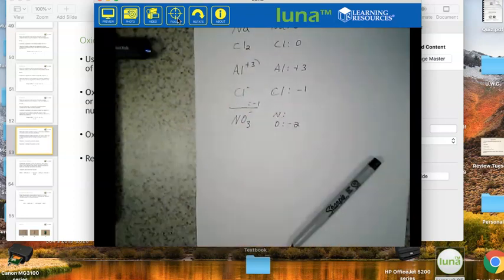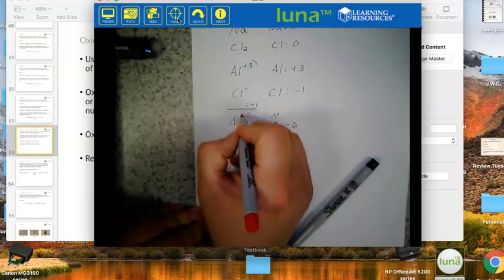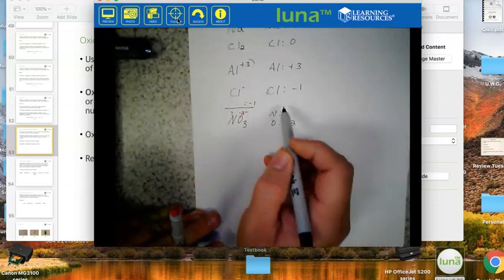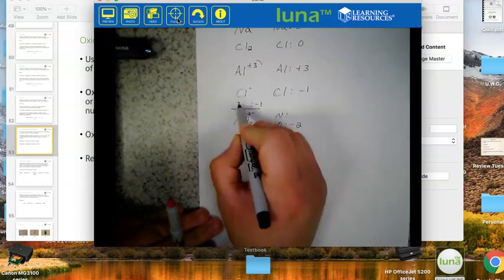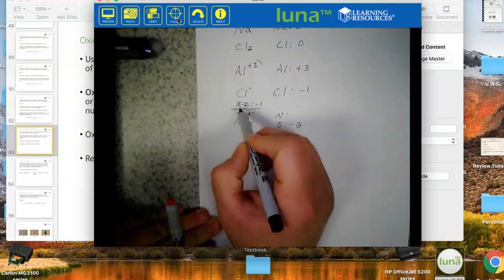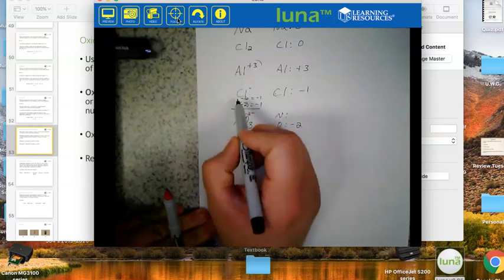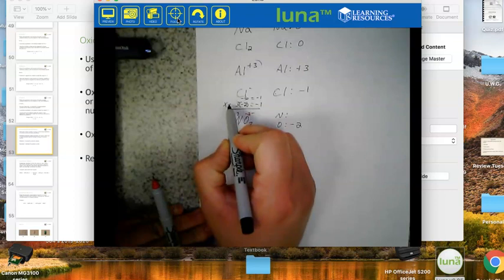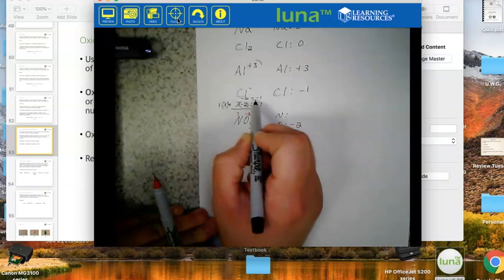Let me go ahead and use a different color here. So oxygen's -2 here. I don't know what nitrogen is. So what I'm going to do, I'm going to multiply the number of atoms times the oxidation number of -2. So that's 3 times -2, that's a -6. That has to add up to -1. All right, so with that -6 plus whatever nitrogen happens to be. So I don't know what nitrogen is. There's only one atom of it, so 1 times x plus -6 is equal to -1.